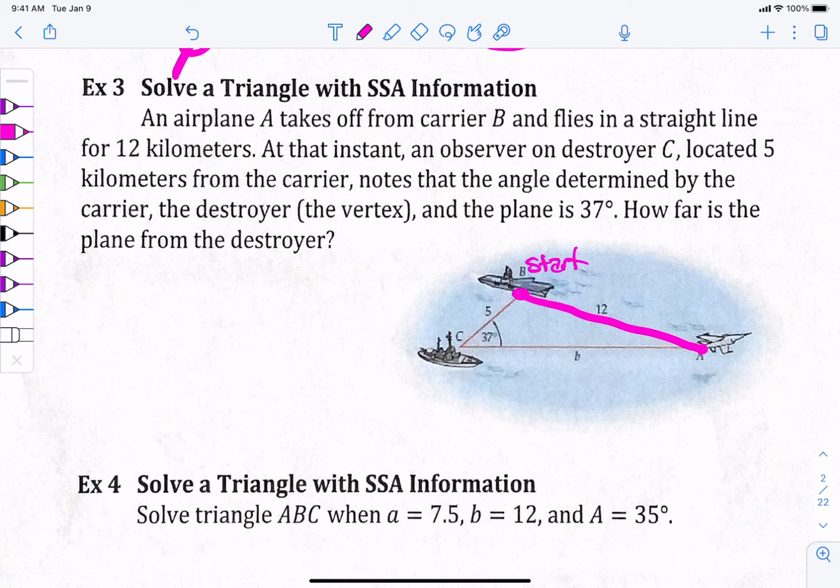Anyway. At that instant, an observer on destroyer C, located 5 kilometers here, notes that the angle determined by the carrier, the destroyer, the vertex, and the plane is 37 degrees. Whatever. This is 37. They are wanting us to find angle A, B. How far is the plane from the destroyer? They want us to find B.